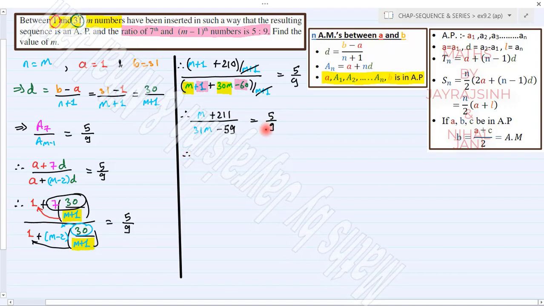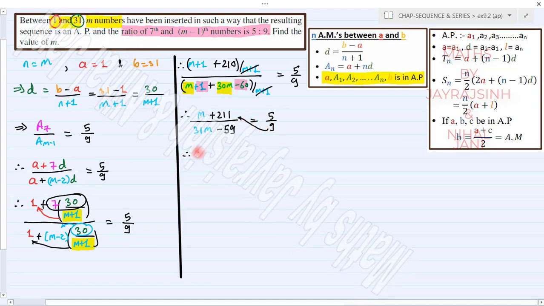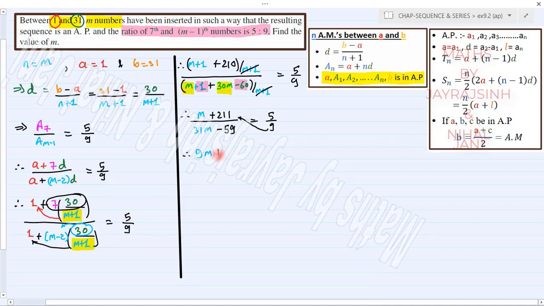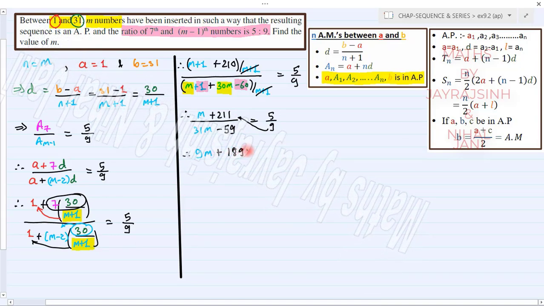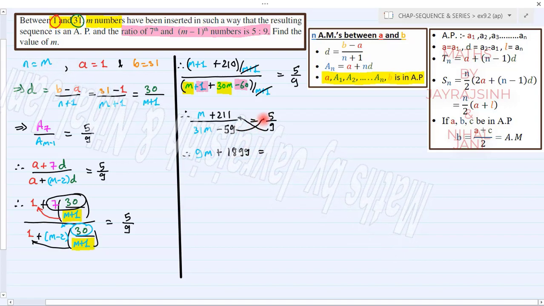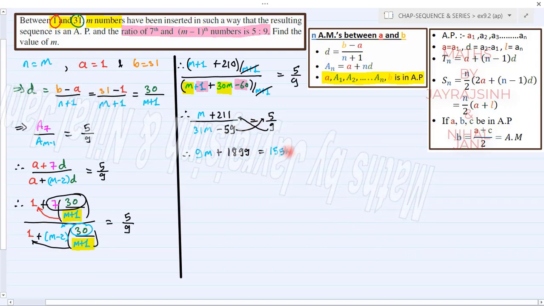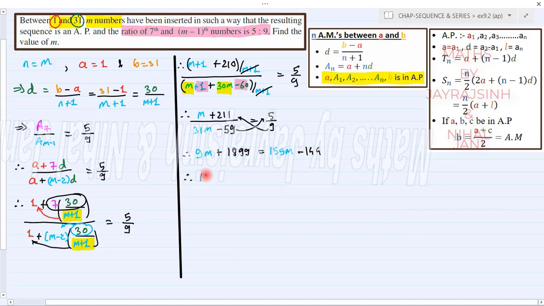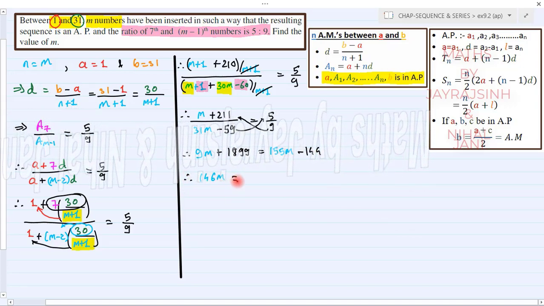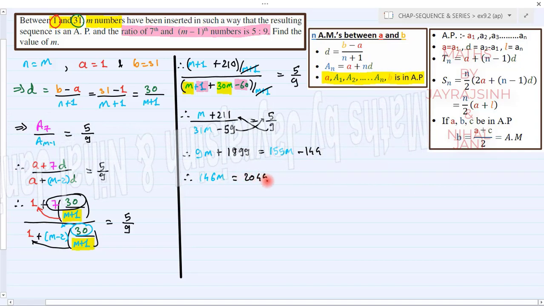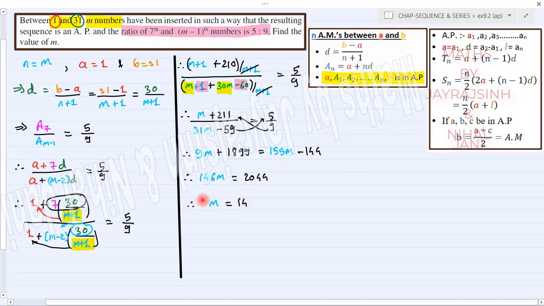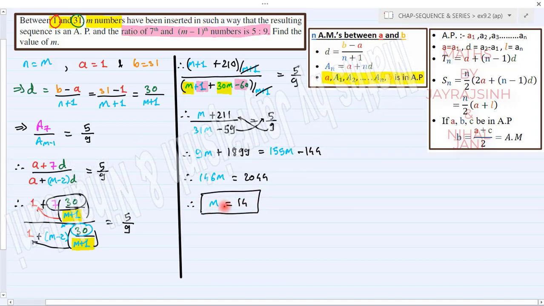Now let's cross multiply. 9 multiplied with (m plus 211) will give us 9m plus 1899 is equal to 155m minus 295. So here we'll get 146m is equal to 2044, or we can say your m must be 14. Here's your final answer. Ta-da!